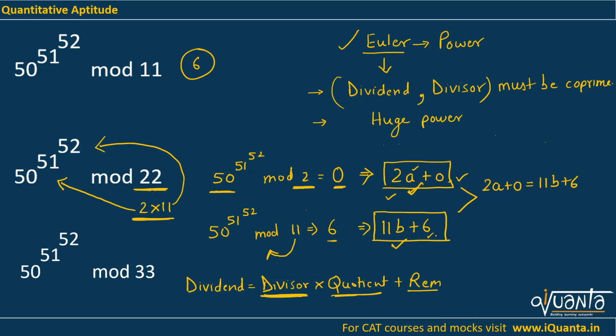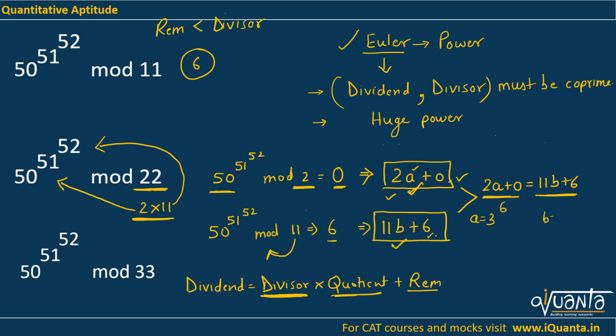Now you have to find out values of a and b so that these two equations become equal, and the value that you will get after equating them must be less than the divisor, because the remainder should always be less than the divisor. So if you are getting your remainder greater than the divisor, you are wrong, or you have committed a mistake while solving.